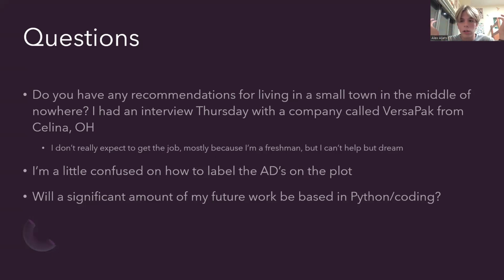And then will more work in the future be in Python? I can't say I enjoy it, like I enjoy some of my hobbies, but I see the value in it. I know that it's a useful skill to have right now. So I would be interested in doing more coding work, but I'm also just curious.